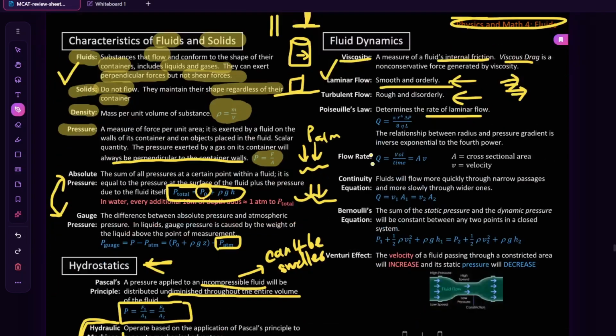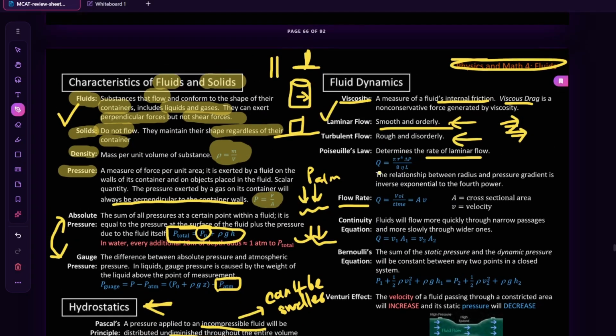So Poiseuille's law: the flow rate is equal to area times velocity... my bad. So Poiseuille's law is Q equals pi R to the fourth times delta P over 8, this is viscosity, I believe, times L. So what is this, right?